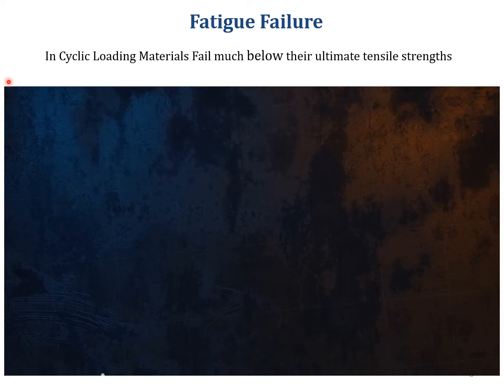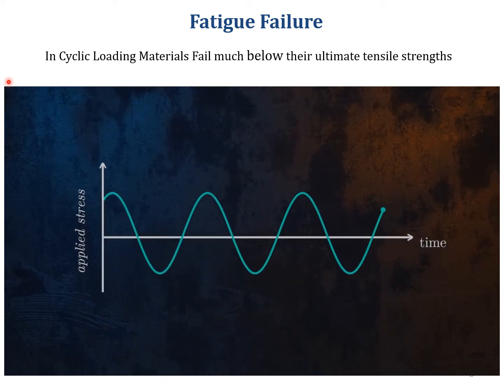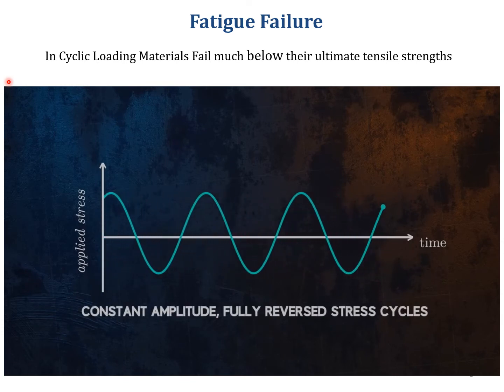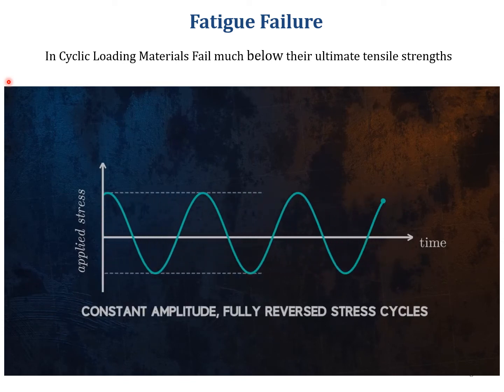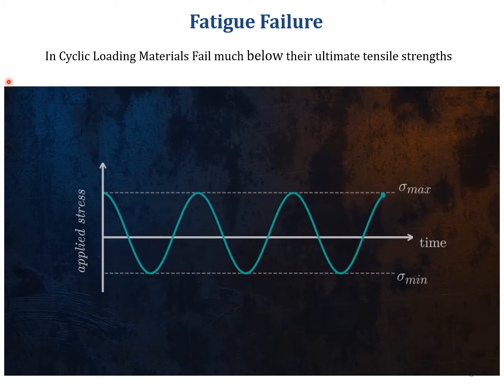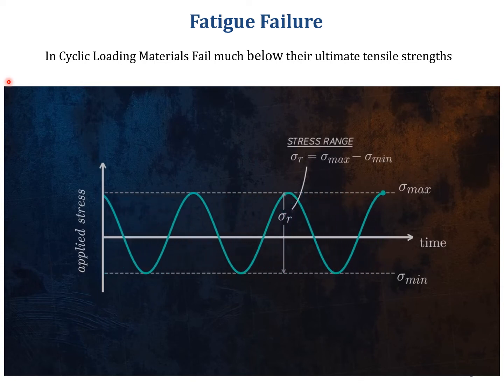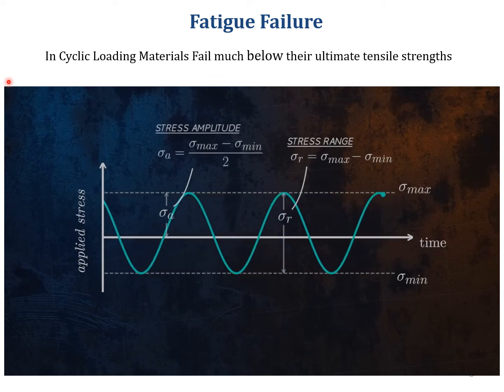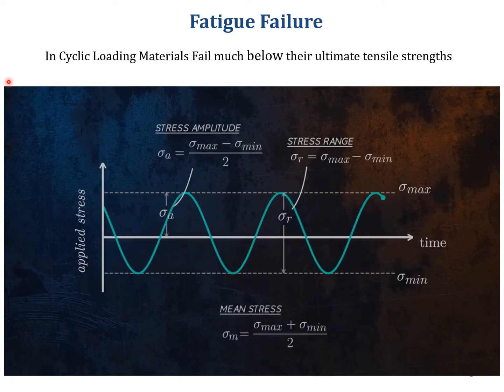Fatigue tests are usually run for the constant amplitude fully reversing cycles you can see here. The same stress magnitude is applied in tension and in compression. Let's define a few terms. The stress range is defined as the difference between the maximum and minimum stresses. The stress amplitude is defined as half of the stress range. The mean stress is the average of the maximum and minimum stresses.